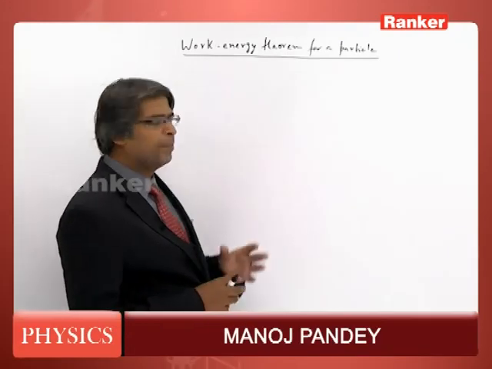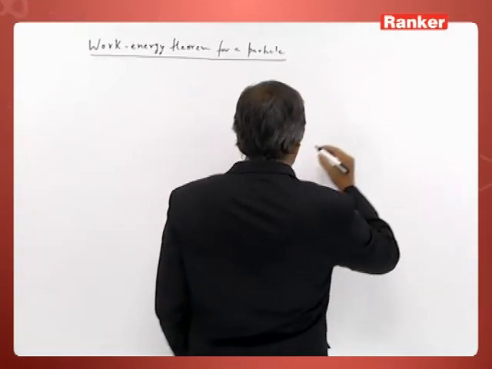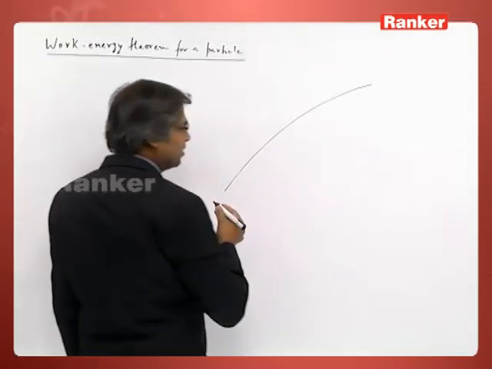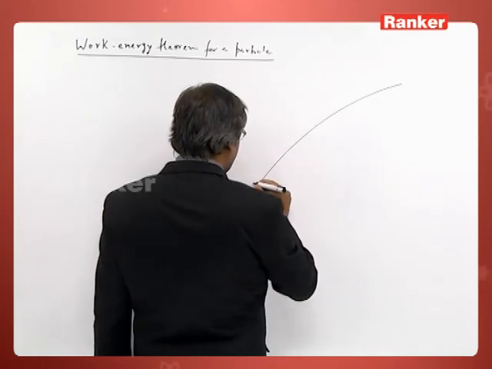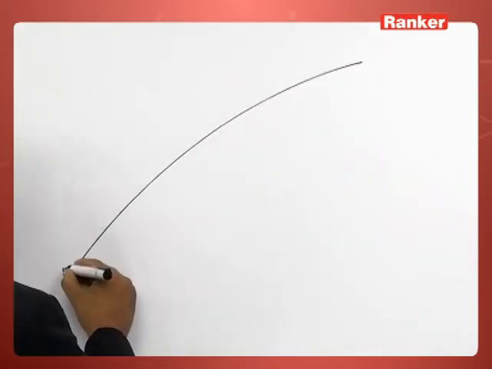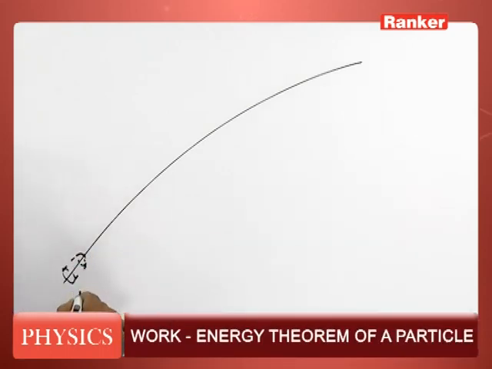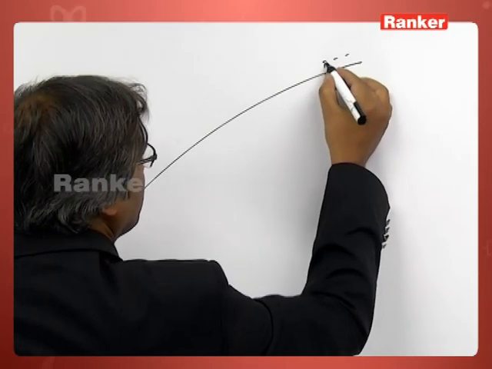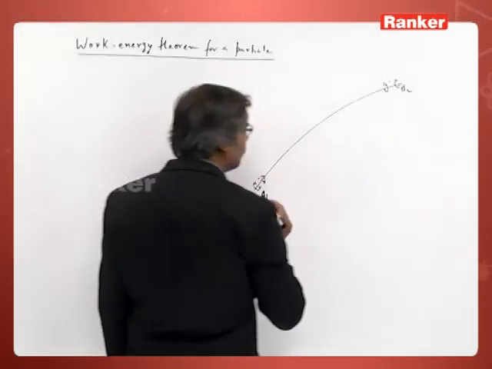Let us see the work energy theorem for a particle. So let us consider a particle which is constrained to move along this wire frame. Initially we have a collar which I can constrain to move from position A1 to A2. So this collar can be moved from the position A1 to A2.